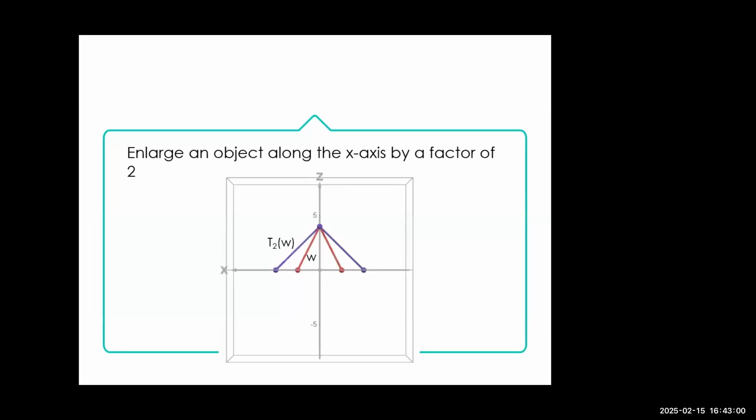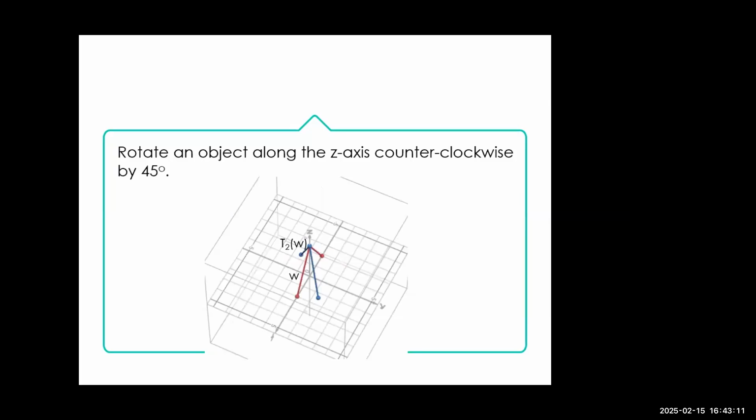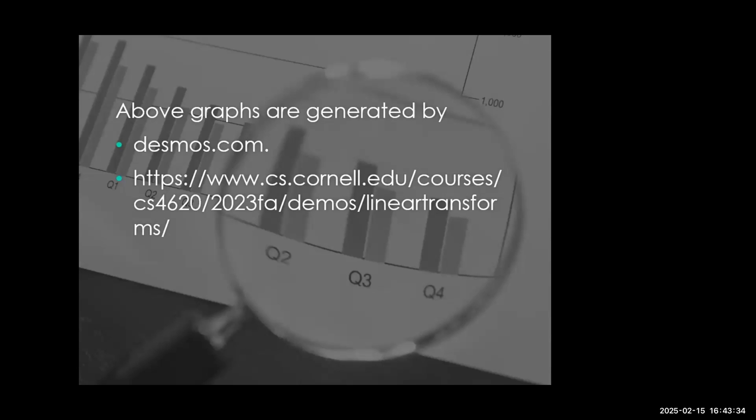The other one is, hey, how about in 3 dimensions? You can also enlarge your object, let's say by a factor of 2 on the x-axis, or you can rotate your object in 3D by 45 degrees counterclockwise. For this kind of picture, I'm using Desmos.com to generate that. And I also share the link with my students so that they are able to play around with it. In the class, they have a laptop computer to follow my demo. So this is the website I'm using to generate the picture.